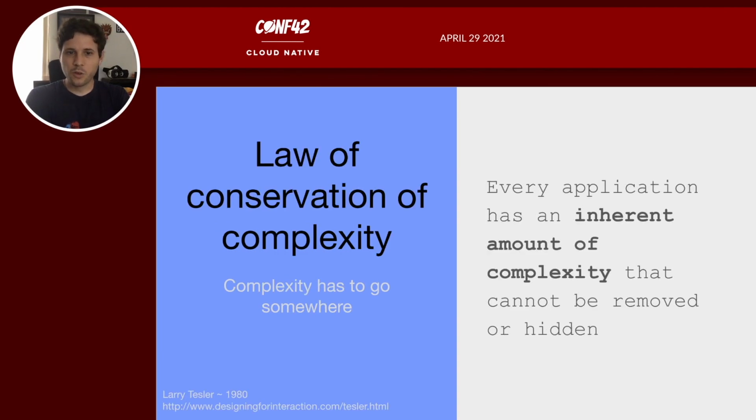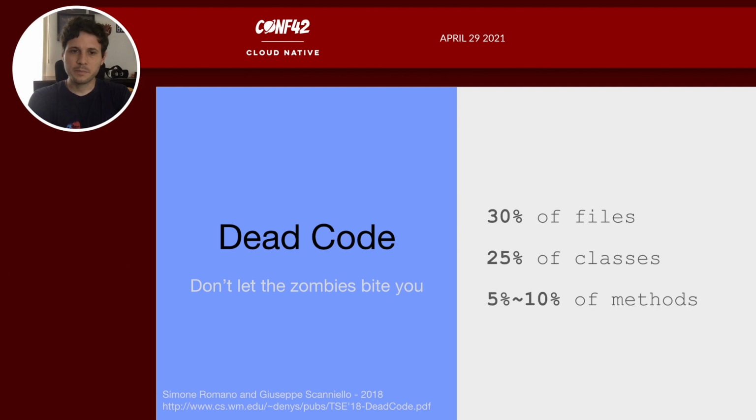And by the law of conservation of complexity, complexity has to go somewhere. So it doesn't matter which of these architectures I choose. Every application has an inherent amount of complexity that cannot be removed or hidden. So we chose the Stonehenge because it was the better way for us. But complexity is still there, mingled in the applications and the way the whole park is connected, just like microservices. What I'm trying to avoid here is not complexity per se, but wasted code.